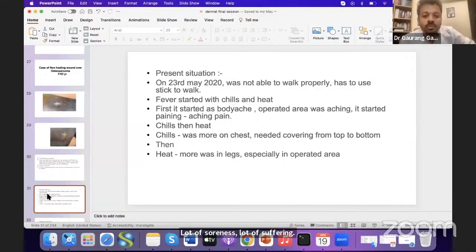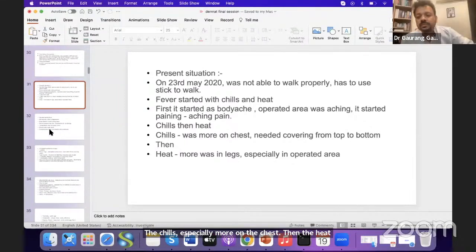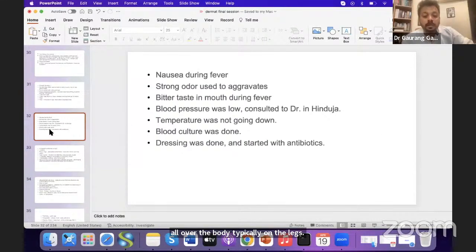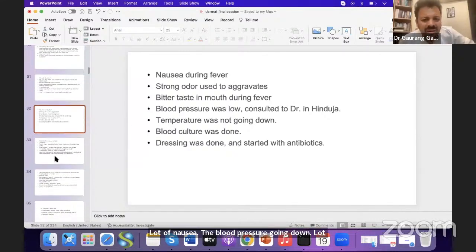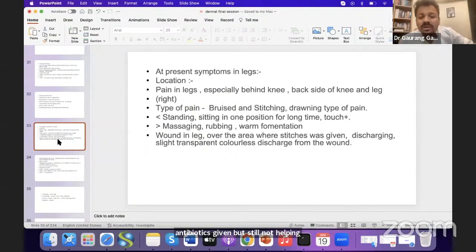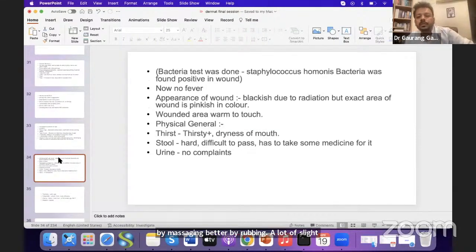The chills, especially more on the chest, then the heat all over the body, typically on the legs, a lot of nausea, the blood pressure going down, a lot of antibiotics given, but still not helping. At this moment, a lot of soreness in the leg, a lot of bruised stitching type of pain, which is aggravated by standing, aggravated by sitting in one position, better by massaging, better by rubbing, a lot of slight transparent discharge coming out. At this moment, they found out the main bacteria in the discharge, and it is Staphylococcus hominis. And that area is very hot to touch.